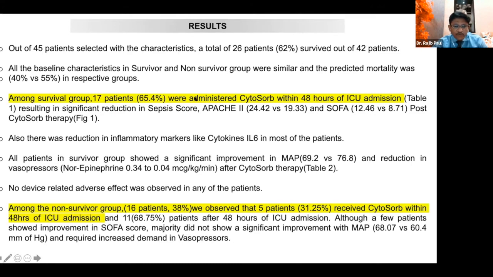Of these survivors, 2/3 actually got Cytosorb within the first 48 hours, while in the non-survivor group only about 31% received Cytosorb in the first 48 hours, so about 1/3. This led us to conclude that Cytosorb in patients with cytokinemia and organ dysfunction should be used as early as possible, within 48 hours of ICU admission. The later we use it, we will not achieve good results as per our expectations. This was what came out of the study.